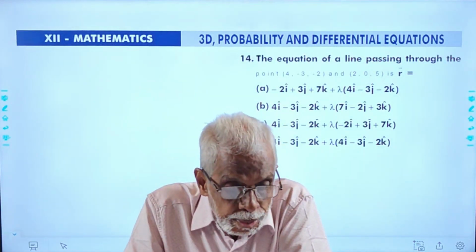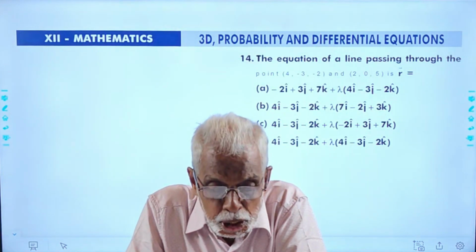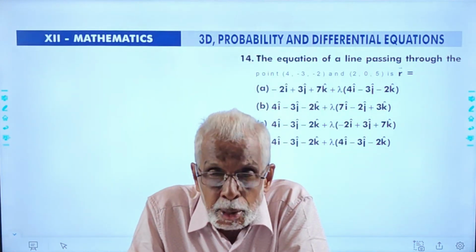14th question. The equation of a line passing through the points 4, minus 3, minus 2 and 2, 0, 5.